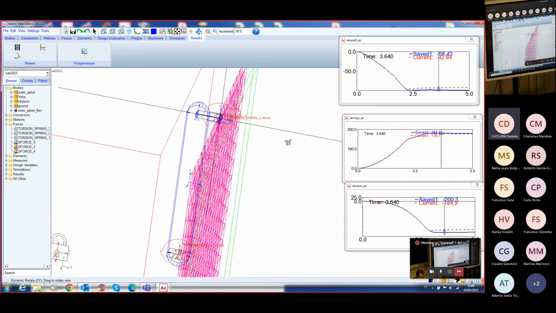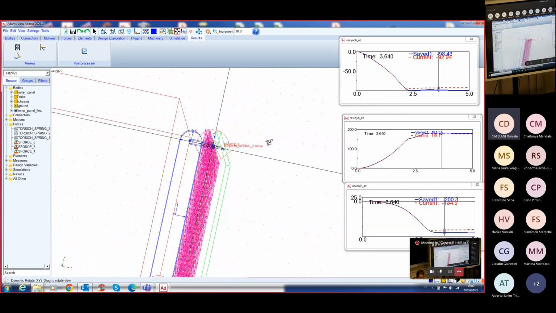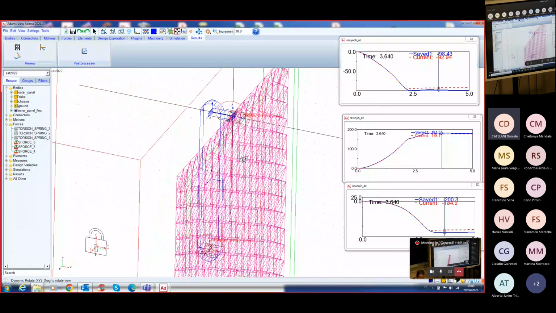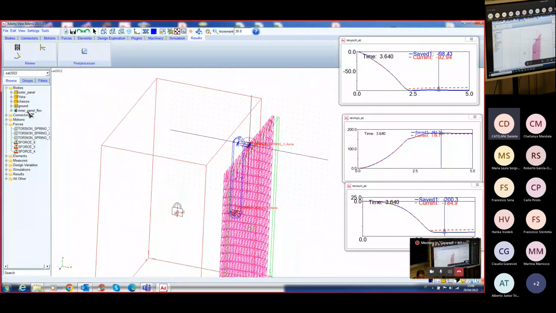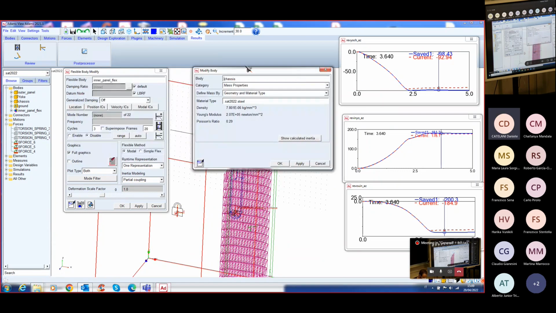And it is flexible not only because you see a sort of mesh of the system here, but because if you look at the model browser, now the inner panel is substituted by inner panel flex. And if you go on the body and click on modify, you open the flexible body modify dialog box, which is different from a rigid body dialog box.